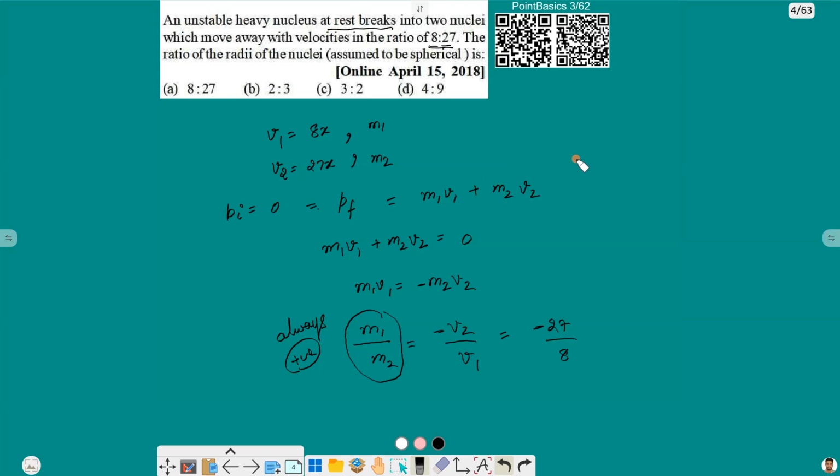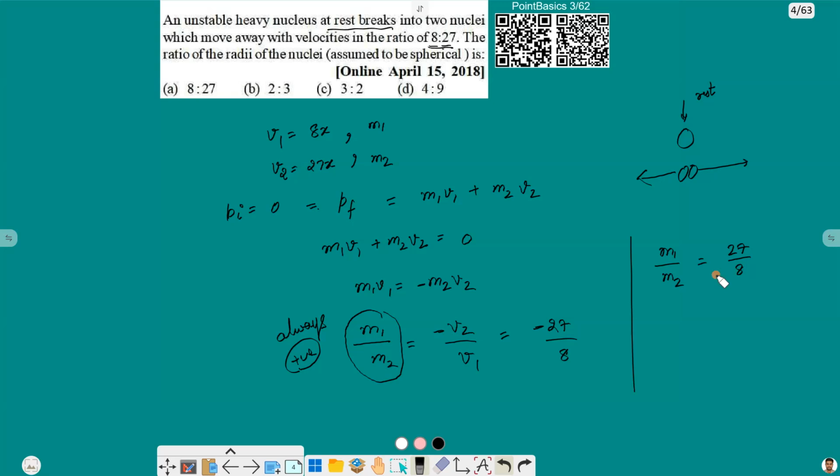If you know about collisions, then when the initial nucleus is at rest and due to a sudden breakdown or blast it splits into two nuclei, each of these nuclei has to move in the opposite direction to conserve momentum. So one of the velocities will be negative. What we can do here is just take the modulus, since the ratio of masses should be positive, so it will be 27 by 8. So now we have the ratio of masses.